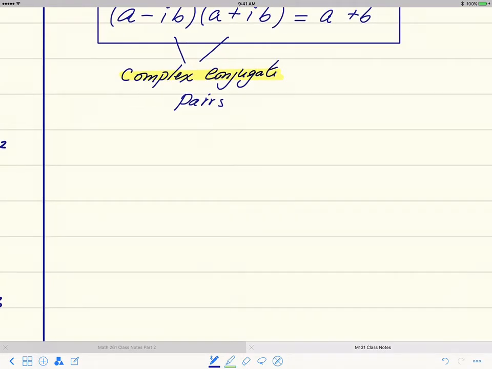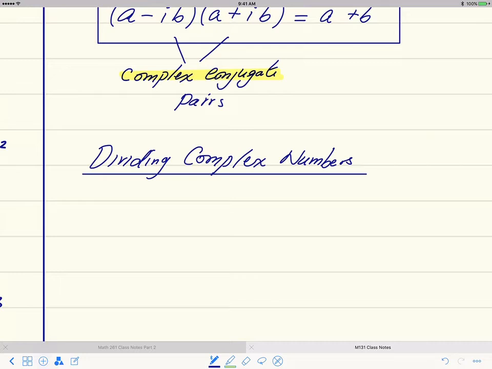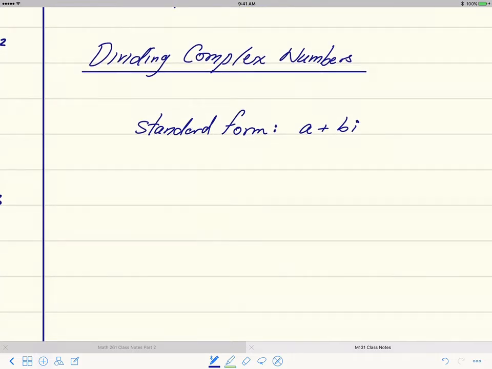So let's talk about dividing complex numbers. So remember that whenever we do an operation with complex numbers, we want the final answer to be in standard form. So let me remind you that the standard form of a complex number looks like a plus bi. Okay? So here's an example where we have to divide two complex numbers. Four plus 3i in the numerator divided by 1 minus 3i in the denominator.